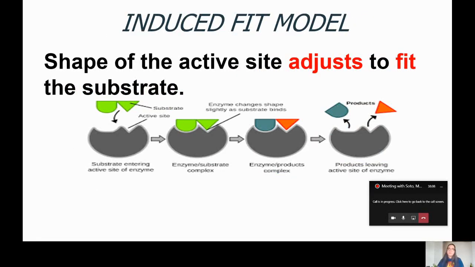And the induced model is where you have pieces that adjust a little bit in order to fit, okay? So usually they come in close to, but not perfect, and it just kind of wiggles its way into fitting into that area, okay? So the lock and key, it's a perfect match. The induced model, it adjusts a little bit, but it's able to fit. Okay. And that is it for part 1 of enzymes.